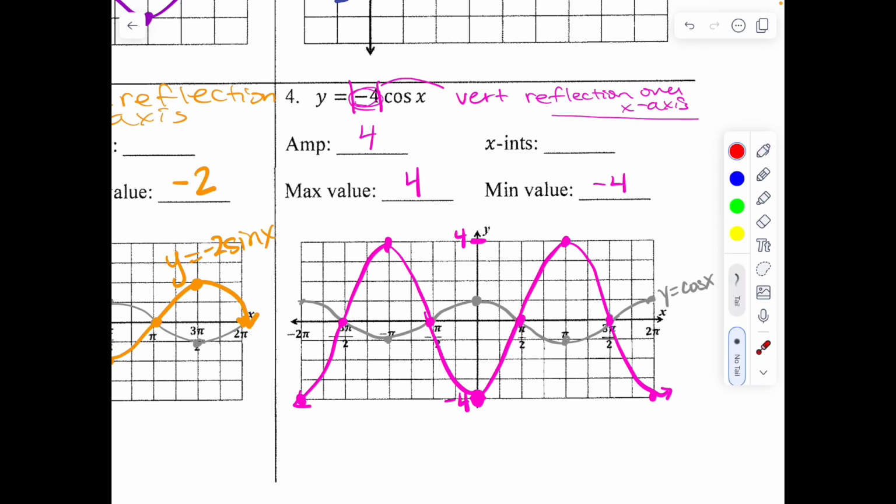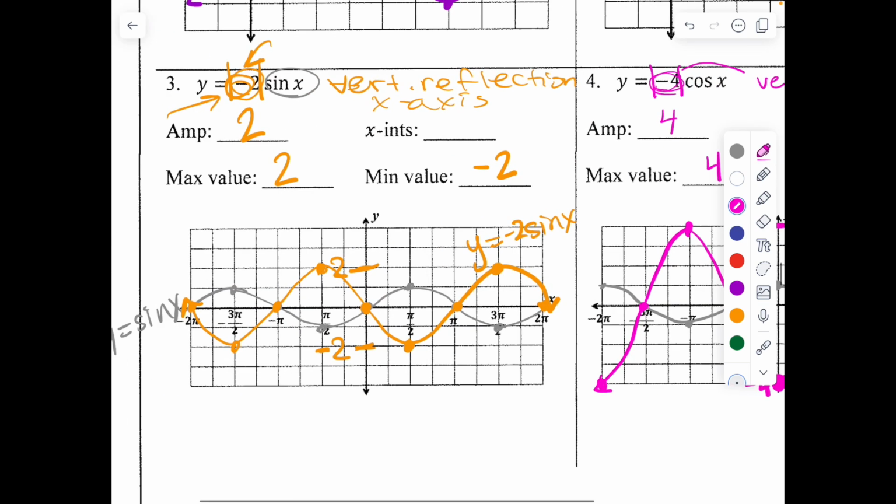So remember, our x-intercepts, which we'll have to go back to number 3, is always at pi over 2 and 3 pi over 2 and every pi. So we say that's pi over 2 plus pi n. And then I forgot to do the x-intercepts here. We see them every 0, pi, and 2 pi, and so on. So that's going to be every pi n.